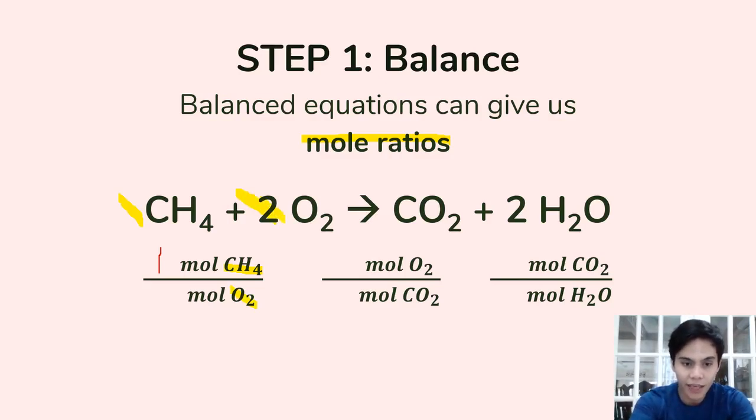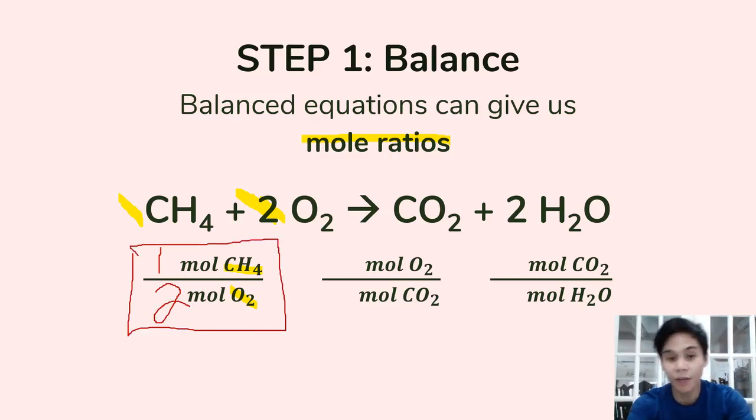So we have to write that there are 2 moles of oxygen in your equation. So that gives us our molar ratio for methane to oxygen. You have 1 mole of methane for every 2 moles of oxygen. On the other hand, if we have the comparison between oxygen and carbon dioxide, once again, our oxygen has 2 moles, as you can see over here.